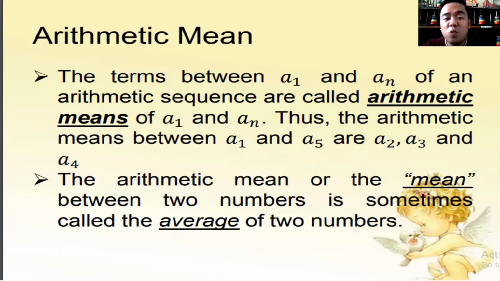Kaya ang second term, maumay naa sa tunga sa first o third term. Okay, naa sa tunga. Dapat tunga man siya, di ba? In center, naa sa tunga. In between, in the middle. In the middle. The arithmetic mean, or the mean between two numbers, is sometimes called the average of two numbers. So in an arithmetic sequence, that is known to be the average.